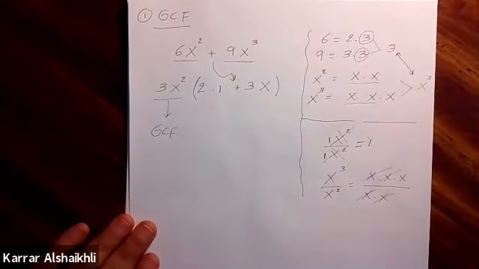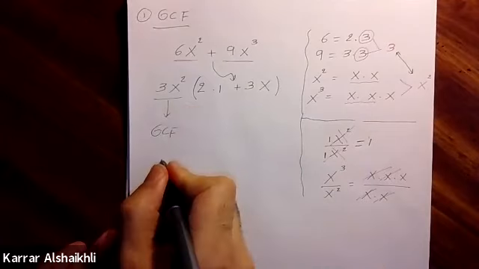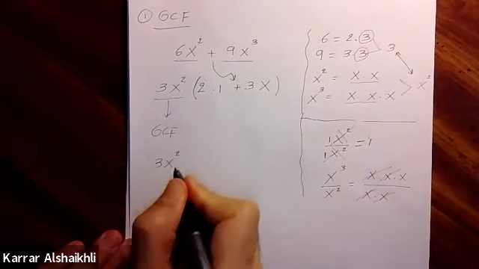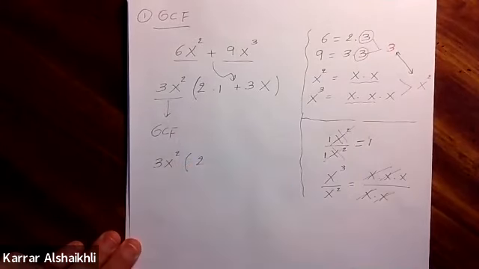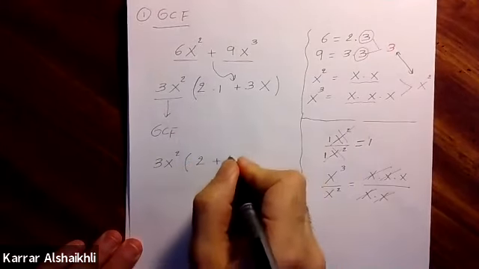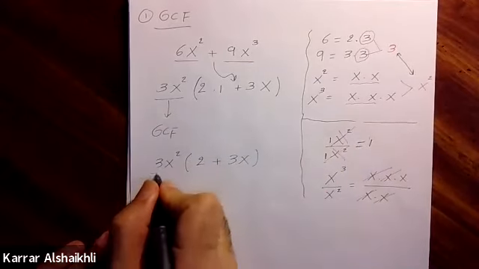Okay, so now let's write down everything. This is the GCF. Parentheses 2 times 1, 2, plus 3x. This is the GCF.